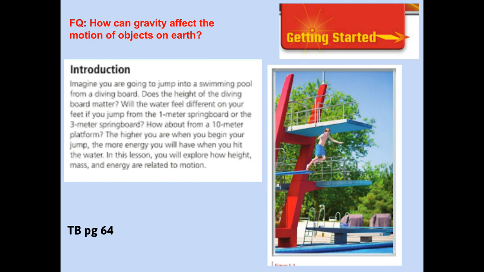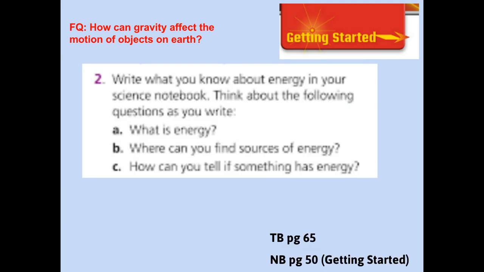As you read the introduction, it says the higher you are willing to begin your jump, the more energy you will have when you hit the water. In this lesson, you will explore how height, mass, and energy are related to motion. So we're going to be focusing a lot on height and mass and energy as it relates to items falling towards the earth. As you can see in the bottom left-hand corner, it says TB page 64. If you want to be looking at this, it's on textbook page 64.